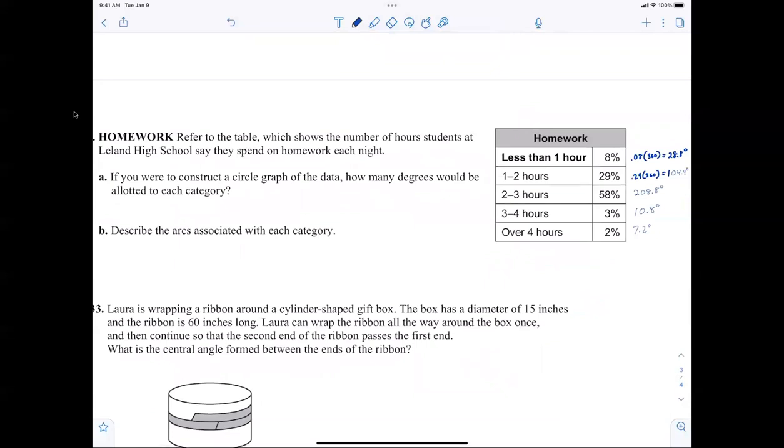So if we describe the arcs, so all of them are what? Minor except, yes. 1 major and 4 minors. All right. Don't do that. I don't care about that.